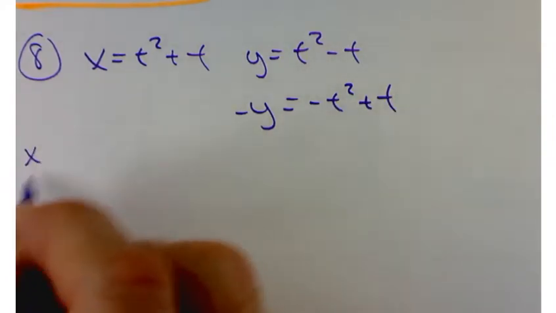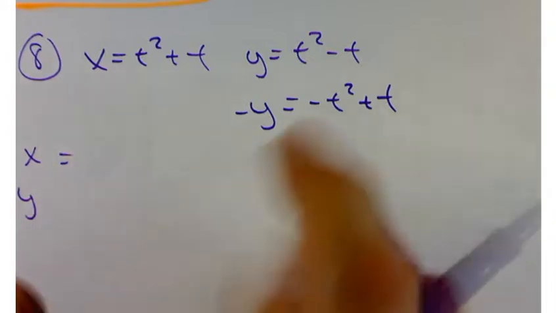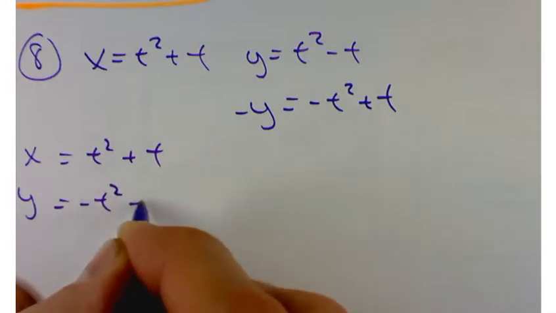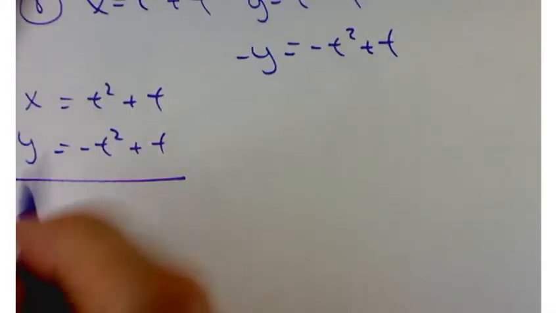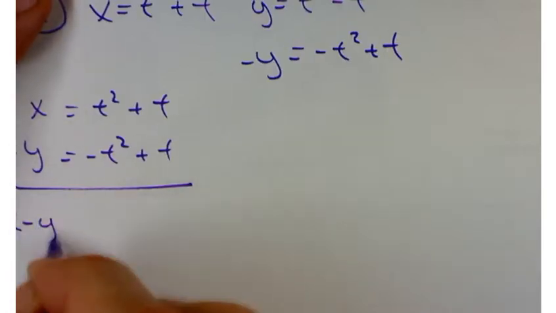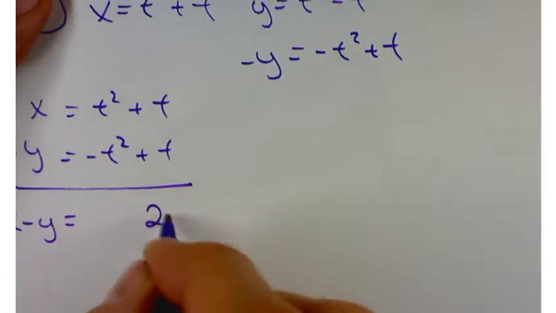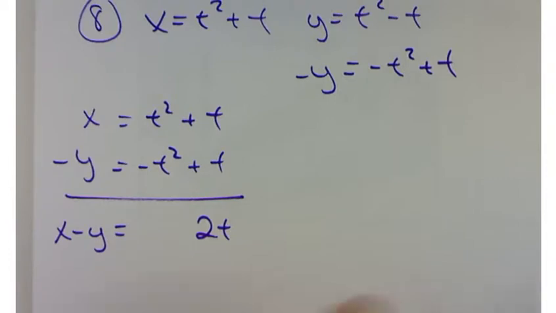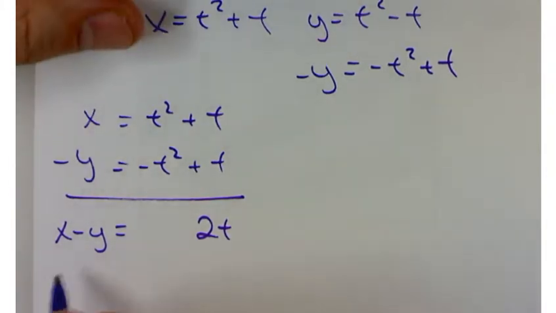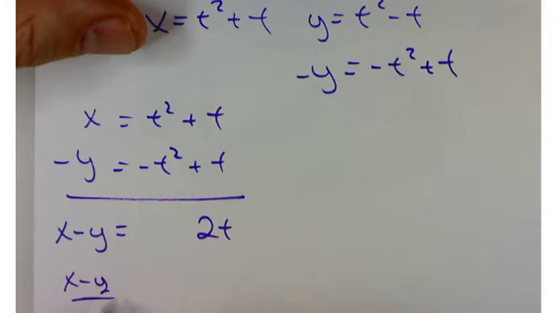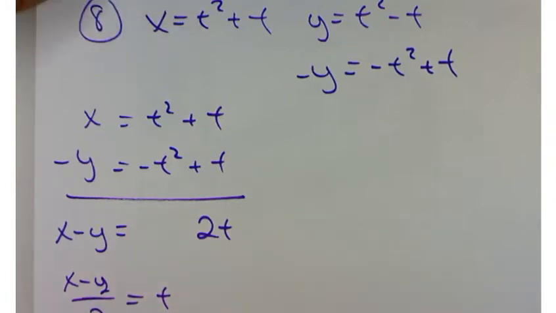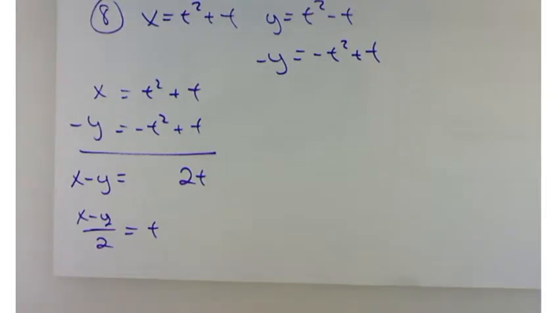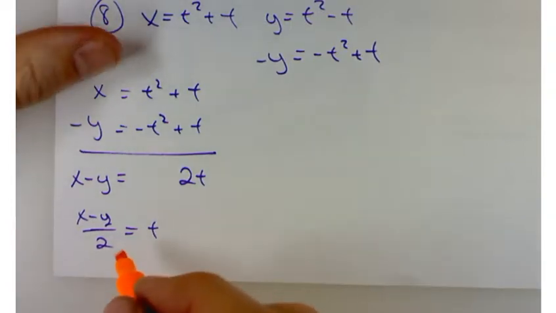That is x plus -y, adding these together gives me t squared plus t minus t squared plus t. So I almost got rid of my parameters. Minus x minus y equals 2t. But at least I can now get an expression for t. X minus y over 2 is equal to t. Okay. X minus y over 2 is equal to t.